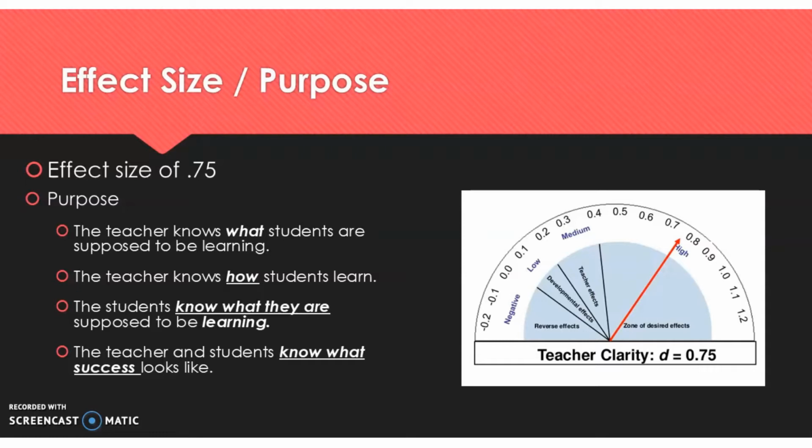The purpose of teacher clarity is that the teacher knows what the students are supposed to be learning. The teachers know how the students are going to learn. The students know what they are supposed to be learning. The teacher and the students know what success looks like. This sets everybody up for success and lets everybody know the why, or the purpose, behind what they are learning.